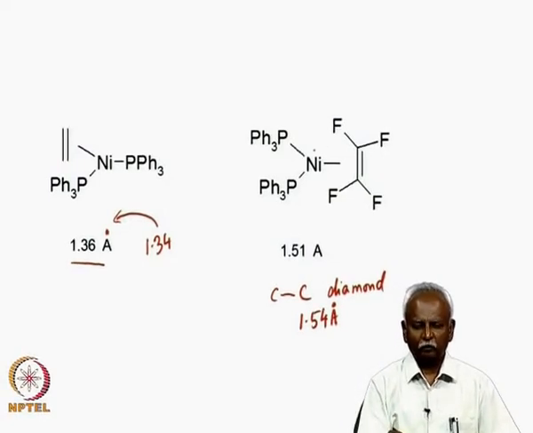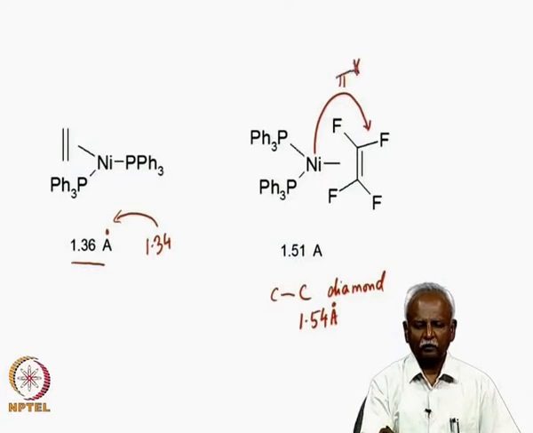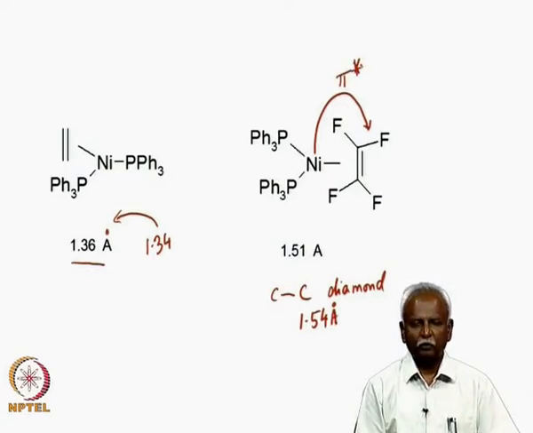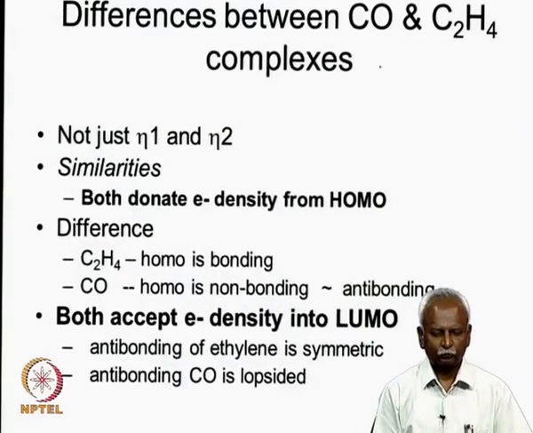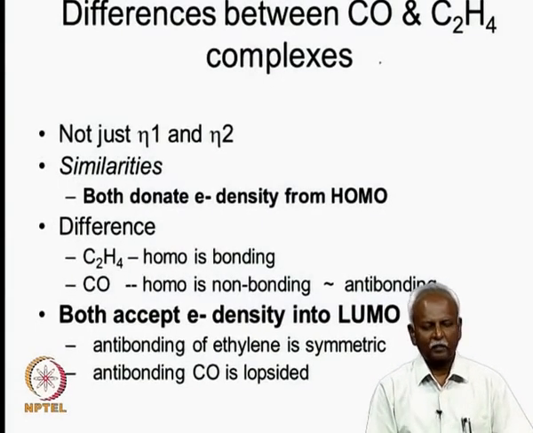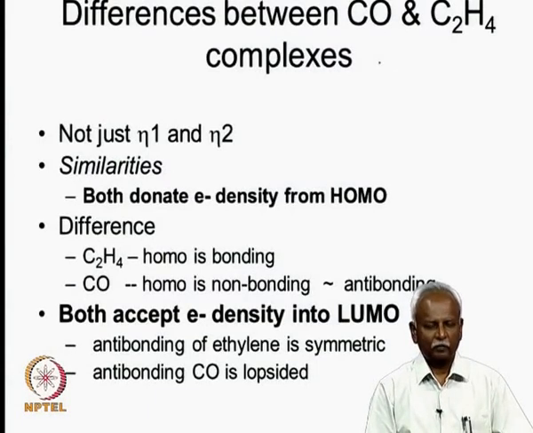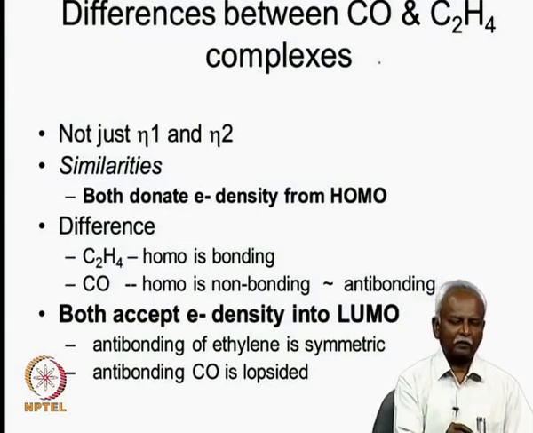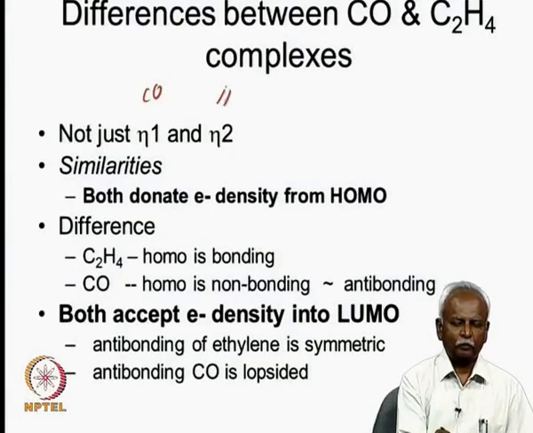So, there is a lot of electron density going from the nickel into the pi star orbital, and this results in a very strong population of the pi star and weakening of the carbon-carbon bond. So, there are some similarities between carbon monoxide and ethylene complexes. It is not just the case where you have eta 1 and eta 2 coordination modes between the ligand and the metal, eta 1 in the case of carbon monoxide and eta 2 in the case of ethylene.